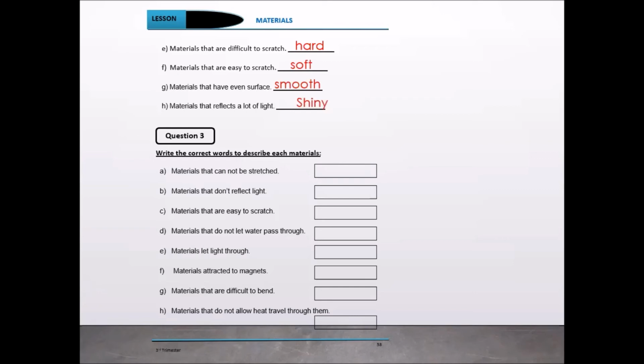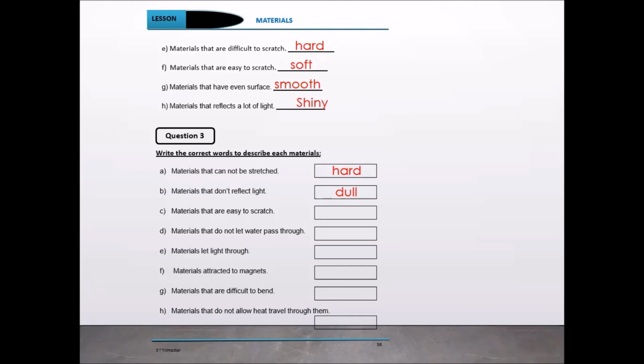Yes. Question number 3, it's like the last question. You are going to write the property beside its meaning, or its description. Letter A. Materials that can't or are difficult to be scratched, so they will be also hard materials. B. Materials that don't reflect the light. Dull materials, excellent.